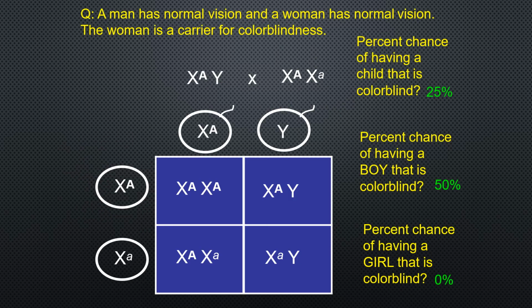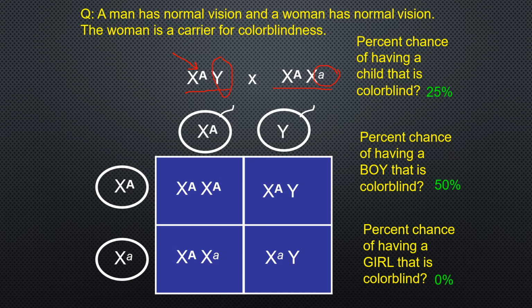So let's talk about colorblindness for a minute, because that's just a quick, easy, genetically inherited, quote, disease. And so if we're looking at a man, because he has a Y chromosome, let's say this man is dominant, and that means that he has normal vision, and then we're crossing that man with a woman who is a carrier for the colorblindness gene.